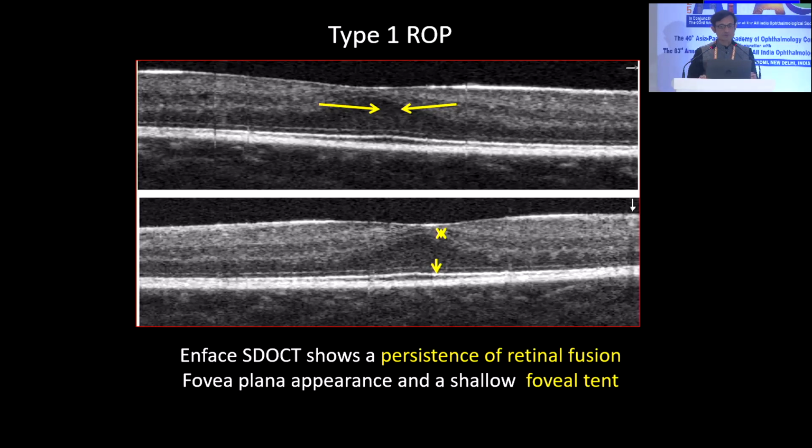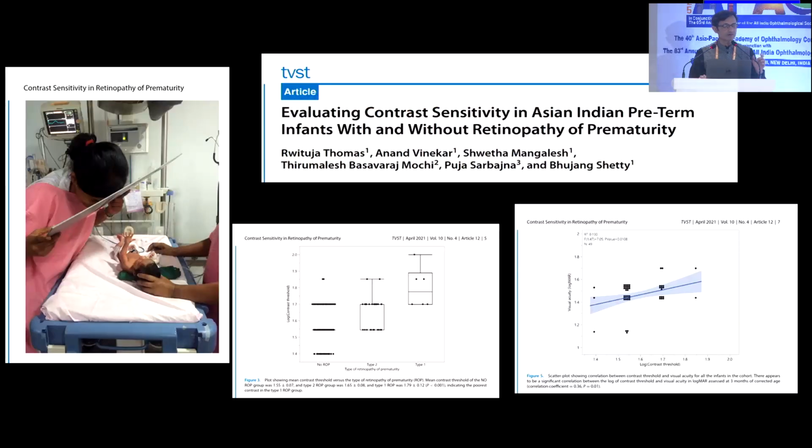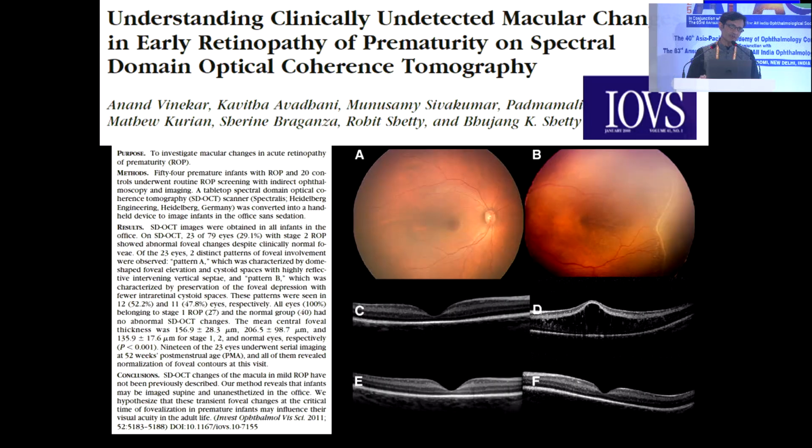And the on-fast OCT gives you another great picture. Even though all of them are ophthalmoscopically normal and their visual acuities are normal, the fact that they have a fovea plana and persistence of the inner retinal layers tells us that their fovealization is perhaps not normal, even though they clinically looked so. We are also using contrast sensitivity on babies undergoing ROP screening, and from there we're able to predict which baby will have poorer vision.